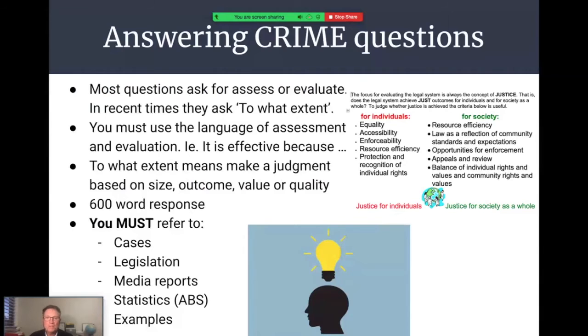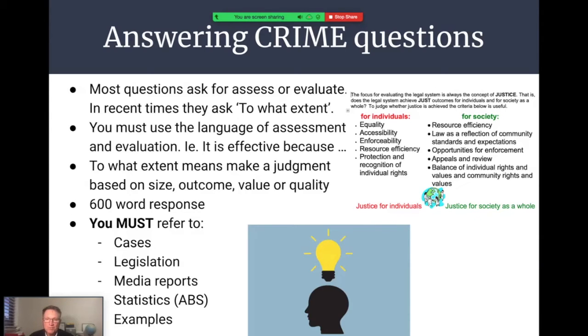When we're answering crime questions, most of the questions require you to talk about an assessment or an evaluation. These days, rather than using the word assess or evaluate, they're using the phrase to what extent, which fundamentally means you need to make an assessment of the extent of effectiveness of the legal system. You need to use language of assessment, so phrases such as, it is effective because. Constantly use the word effective or ineffective in your answer so that the person marking your paper sees that you're addressing the verb assess, evaluate.